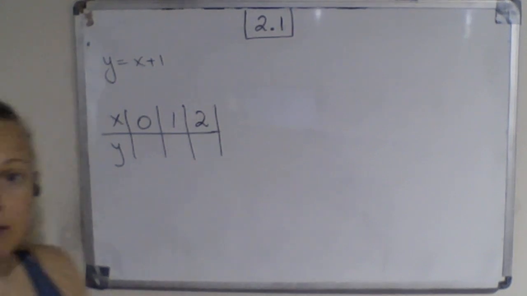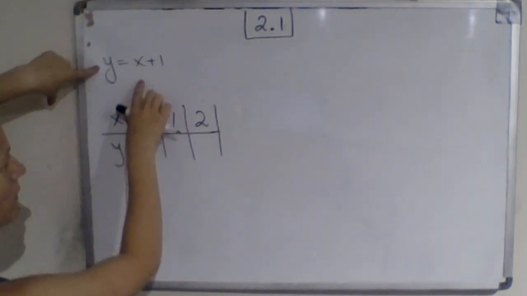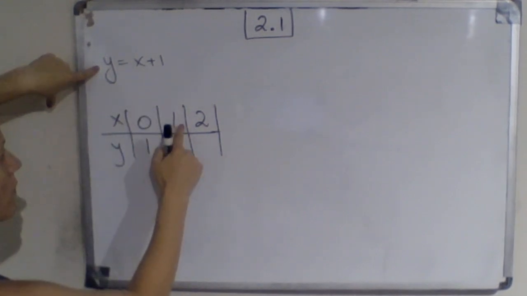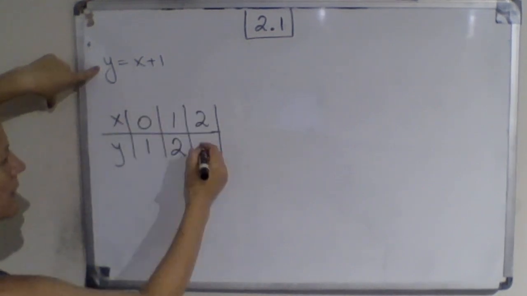And now we're going back to evaluate the expression when x is something. So what is y when x is 0? Well, 0 plus 1 is 1. When x is 1, 1 plus 1 is 2. And if x is 2, 2 plus 1 is 3.